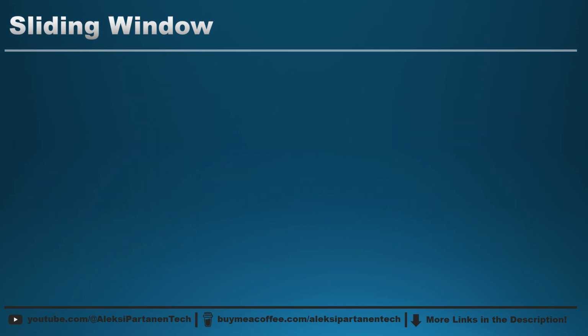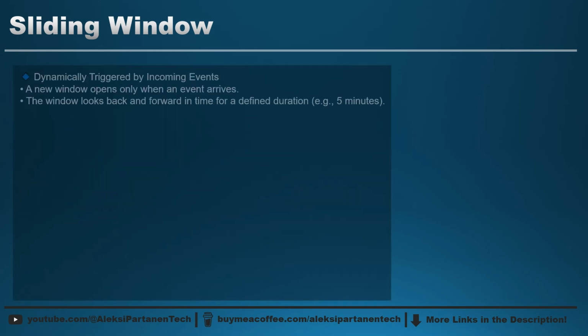Next, let's cover sliding window. And I have to warn you, since this window type is the most confusing, at least it was for me to understand. So now pay extra attention if you want to understand this one and get your points in the exam. So, sliding window is triggered dynamically based on incoming events.